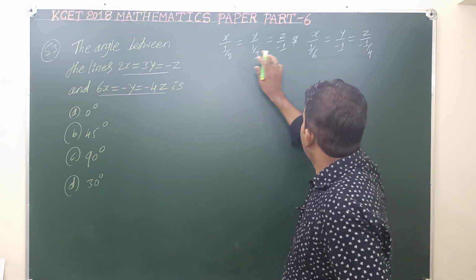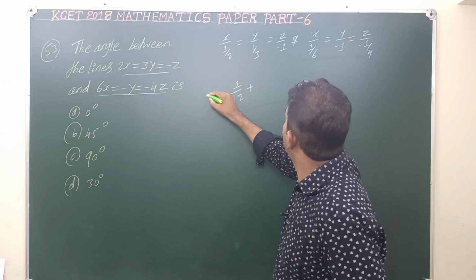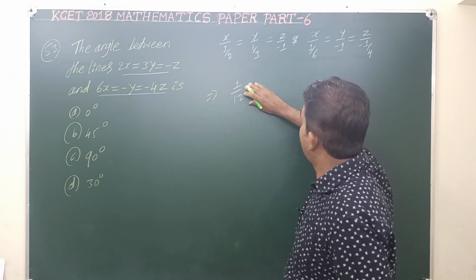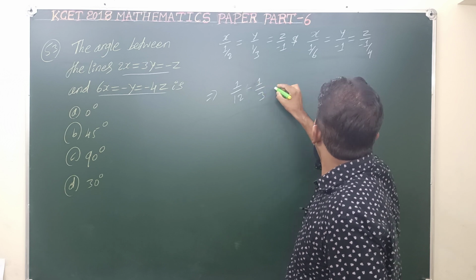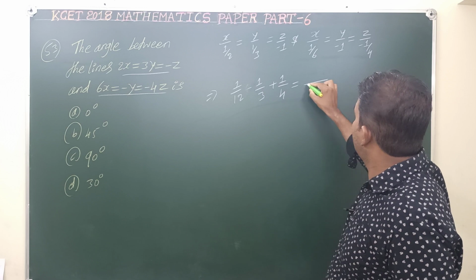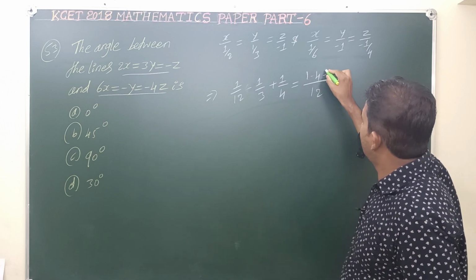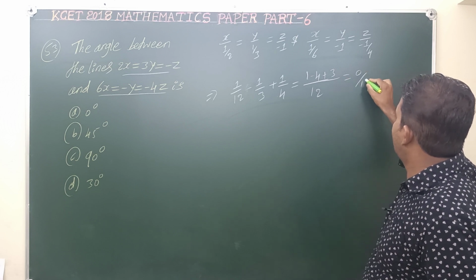0. So in this case, 1 by 2 into 1 by 6, 1 by 12, plus 1 by minus into minus, minus 1 by 3 into minus, plus 1 by 4. So take LCM 12: minus 4 plus 3 is 0. So 0 by 12 is 0.